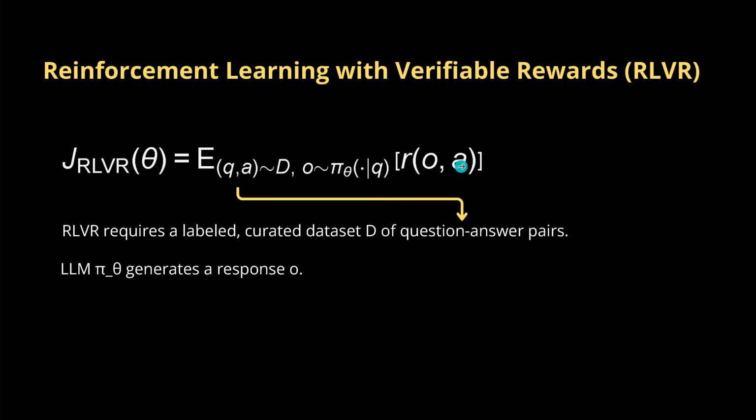I can compare those pairs. I can calculate the reward function. In the simplest case, this is either 0 if it's wrong or 1 if it's correct. And then I have it. It's as simple as this.